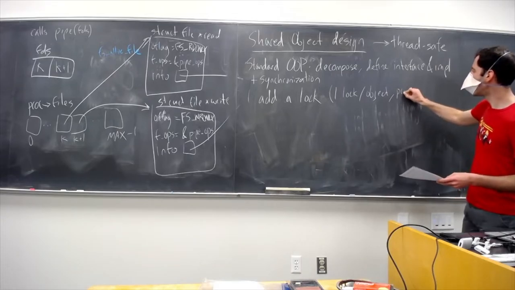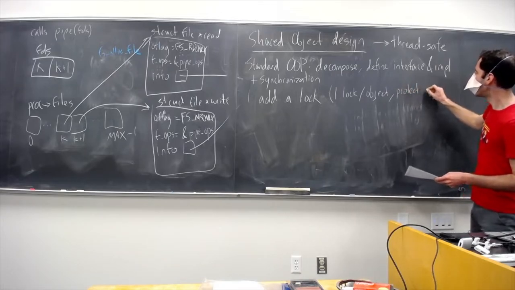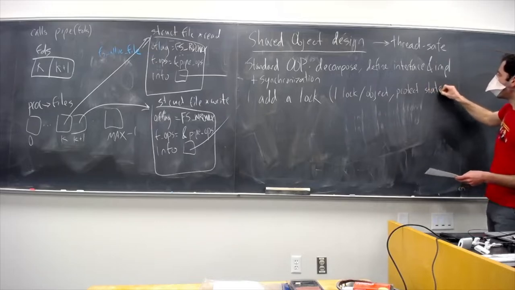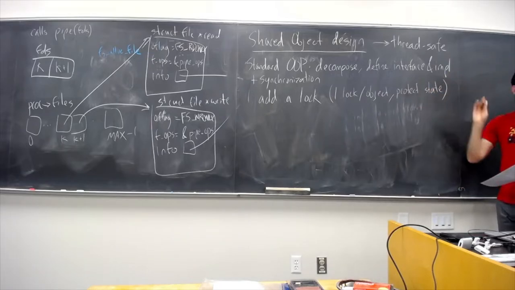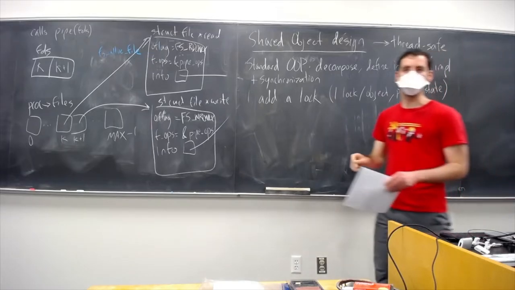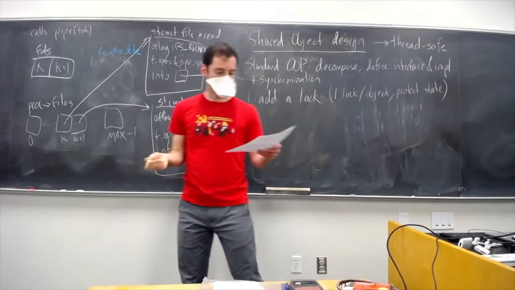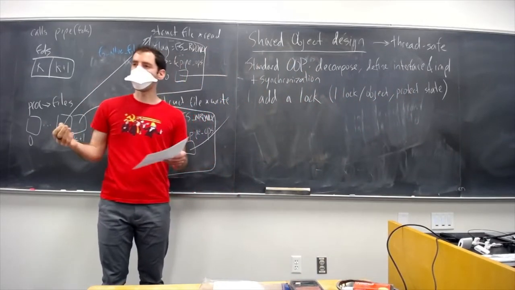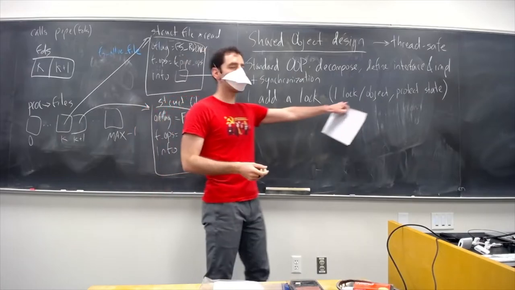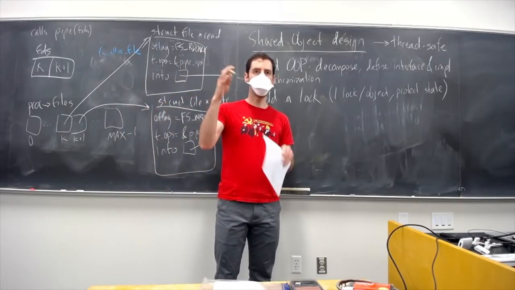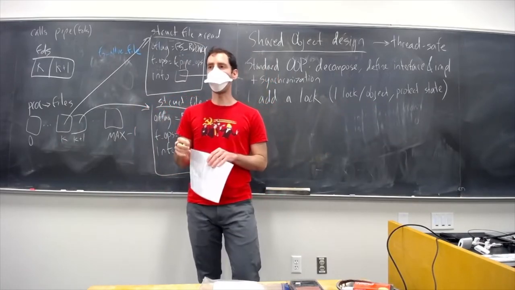And our goal is to protect the state of the object. So it's typically just going to be all the object's fields, all the variables inside it. Those are our shared state, and those are what we want to protect from concurrency problems using this lock.